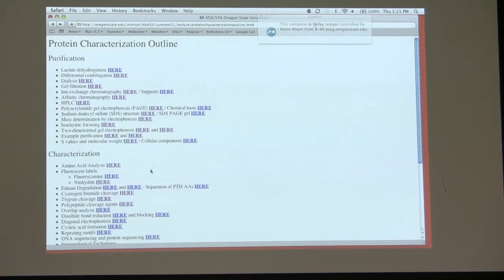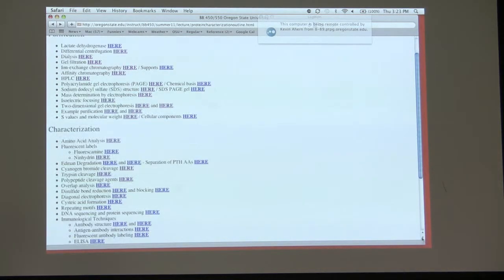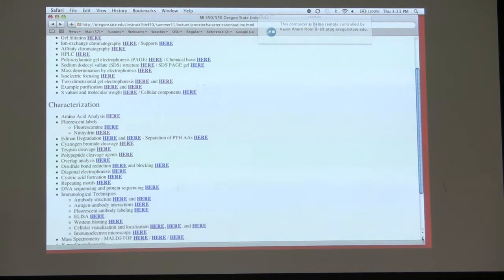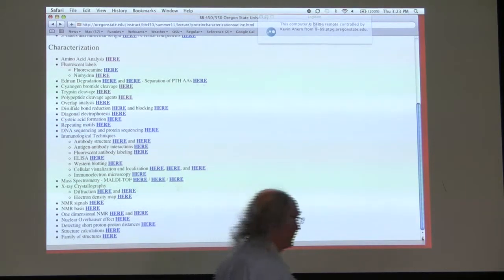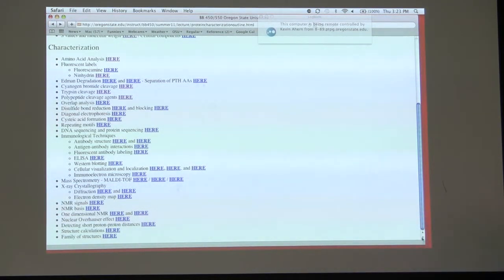All right. I'm not going to talk about overlap analysis. I'm not going to talk about disulfides. I'm not going to talk about diagonal electrophoresis. I'm skipping through a lot of things here. Now, what I want to do is get down over here and talk about some methods that are interesting and that are useful for us. I've already mentioned MALDI-TOF, so I think I'll actually start with MALDI-TOF, and then I'm going to come back and talk about Western blotting. So I'm going a little out of sequence here.